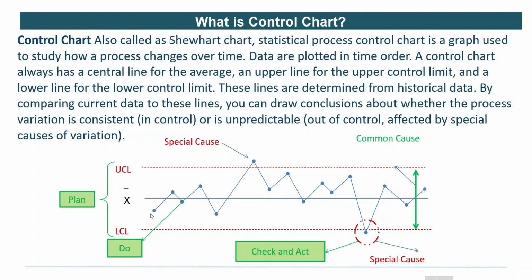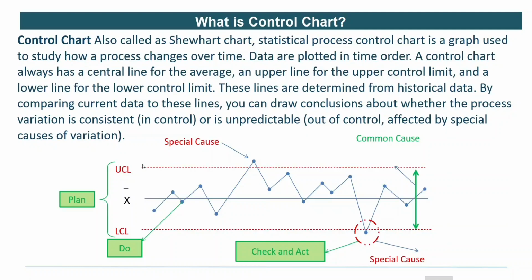We construct a control chart by collecting historical data of a process. From that historical data, I calculate the process average, which is your central line, your X bar. And from this process average, I calculate my upper control limit and lower control limit. These are two lines calculated based on the variation in your process.